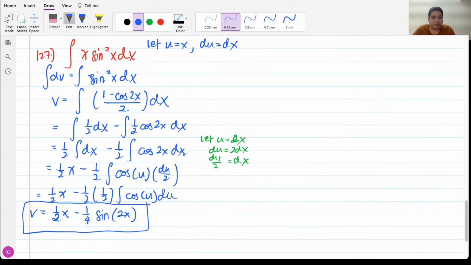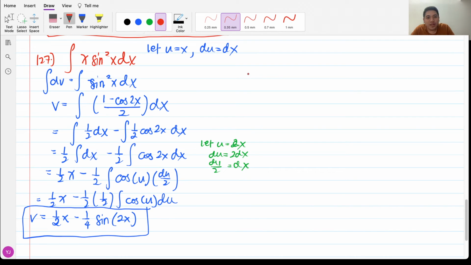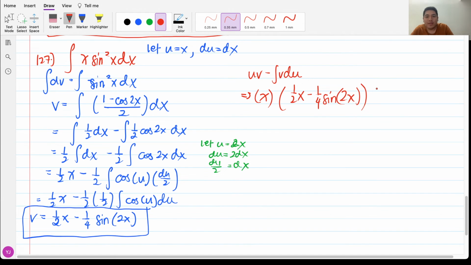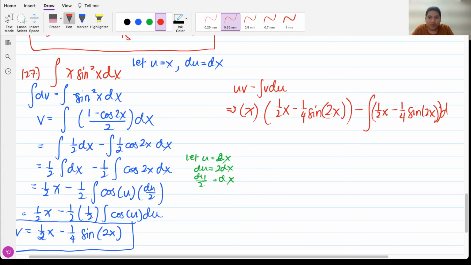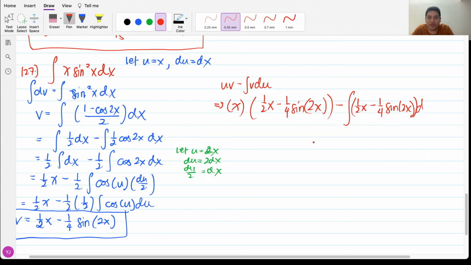So if we're going to do that, uv minus the integral of v du, you have the u, which is x, and then the v, which is 1 half of x minus 1/4 of sine of 2x, minus the integral of v, which is 1 half of x minus 1/4 sine of 2x. Then we have dx, because the du equals simply dx. So I have dx here.